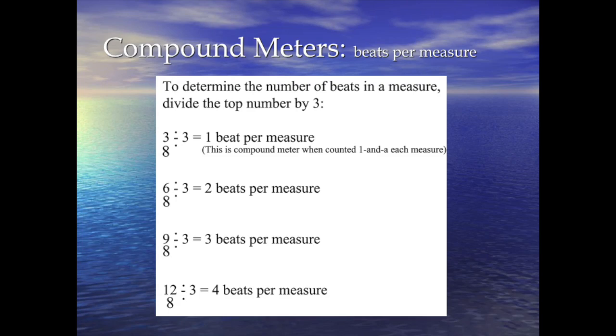So in compound meter, we will typically have as the top number either a 3, a 6, a 9, or a 12. It's going to always be divisible by 3.